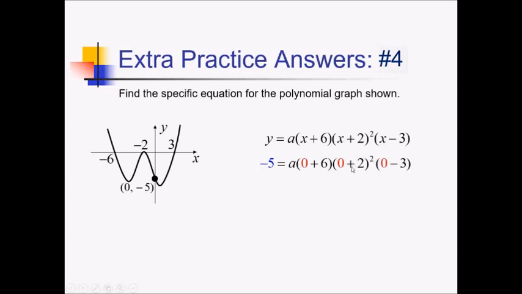Cleaning up the right side, we've got basically 6 times 2 squared, which is 4, so that's 24, times negative 3 is going to be negative 72, so that's negative 72a. And then dividing to get a by itself, we've got 5 over 72 for the a value. And now let's just plug that back into what we wrote in the beginning to get y equals 5 over 72 times x plus 6, x plus 2 squared, x minus 3.